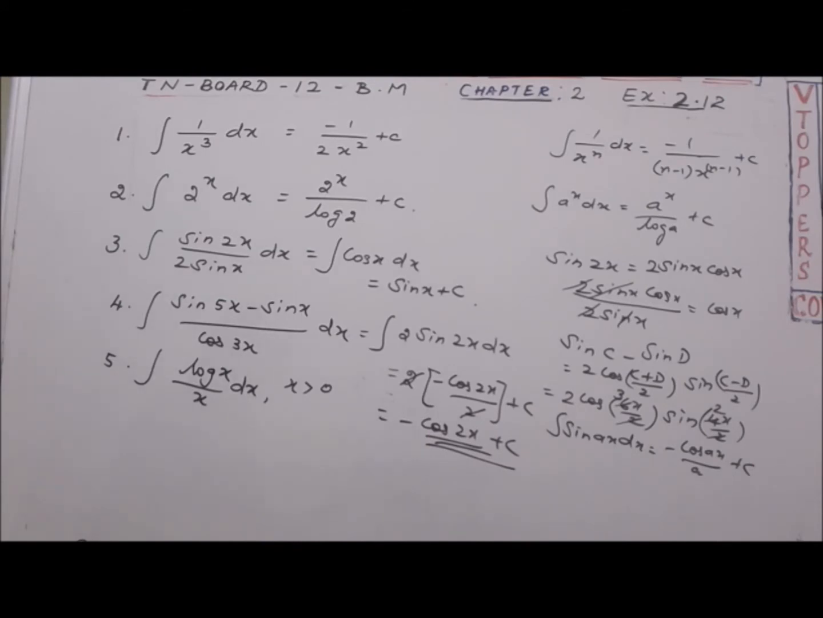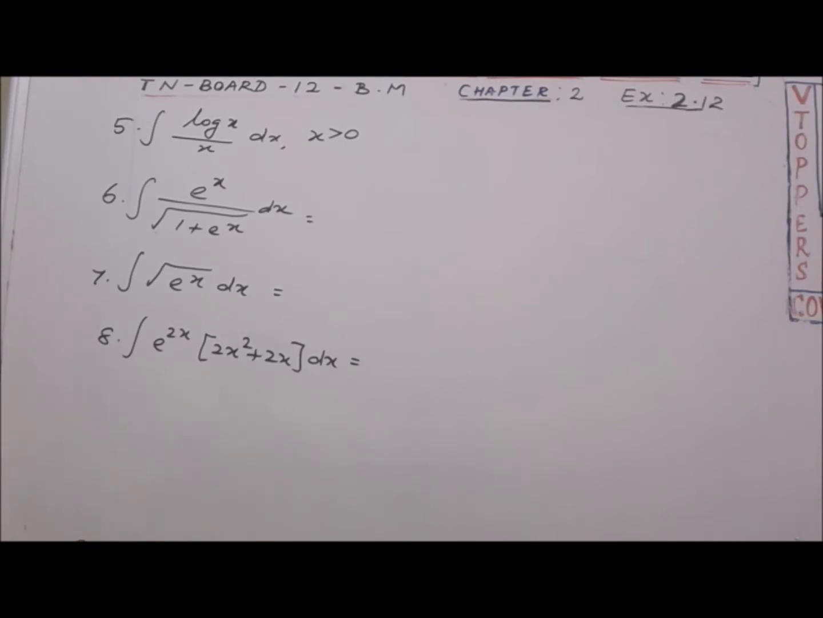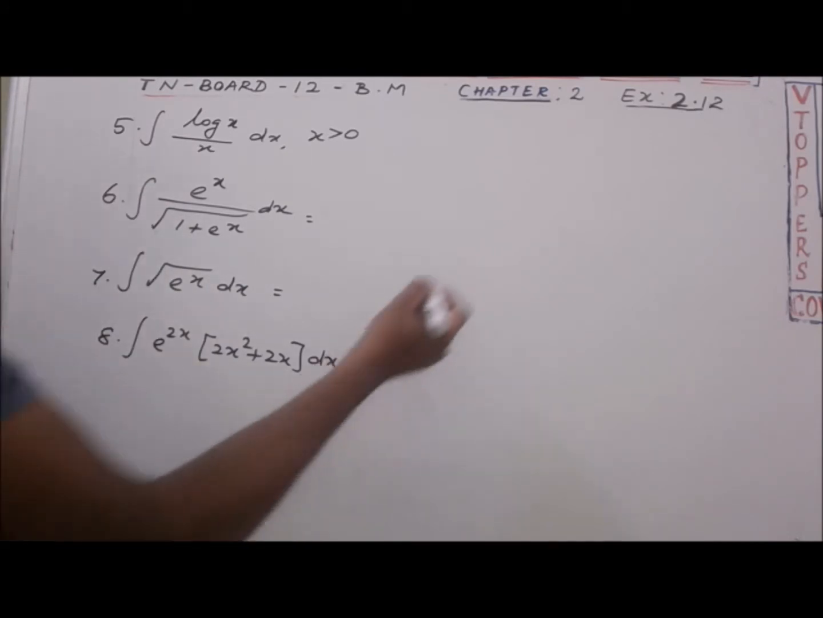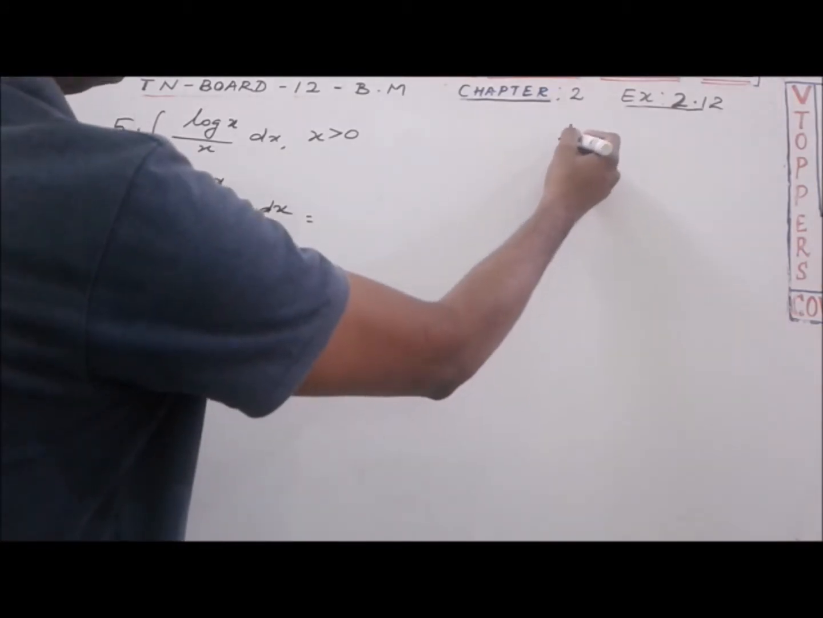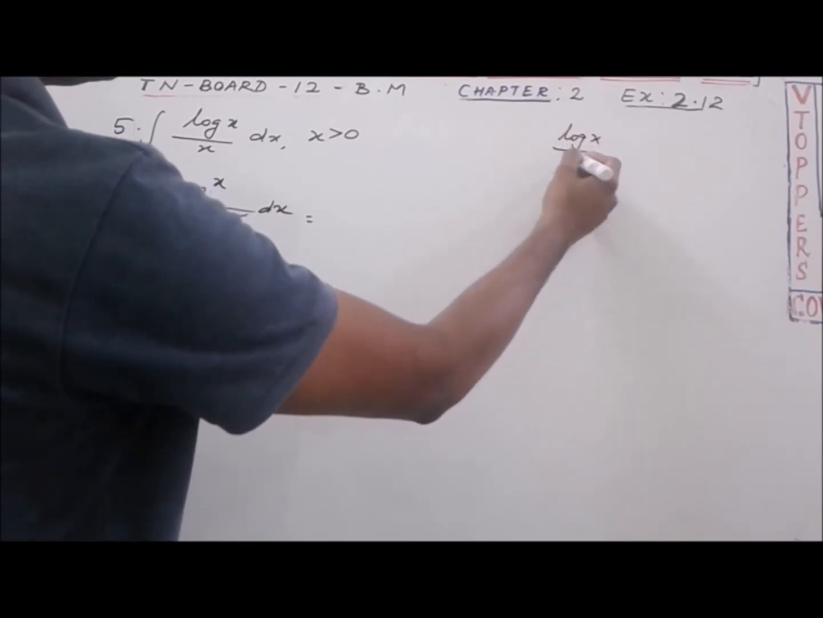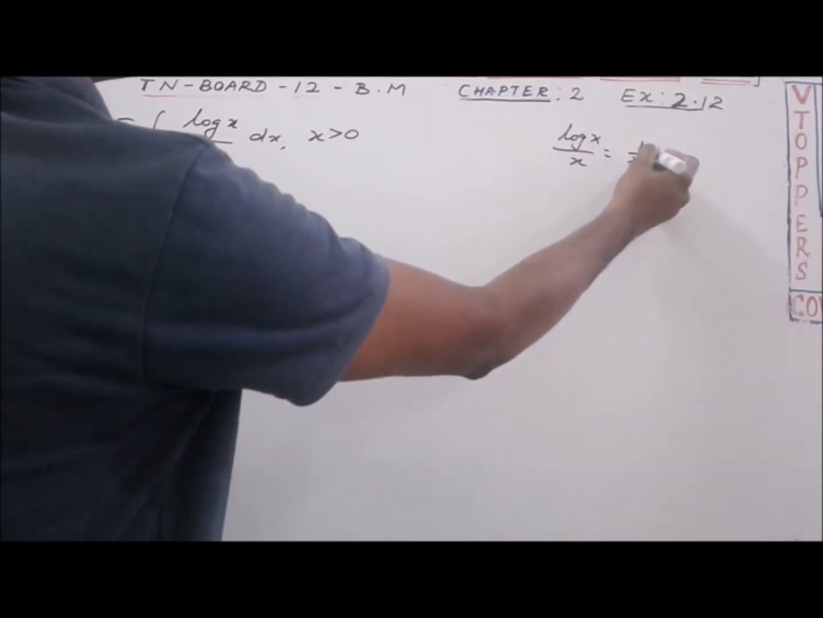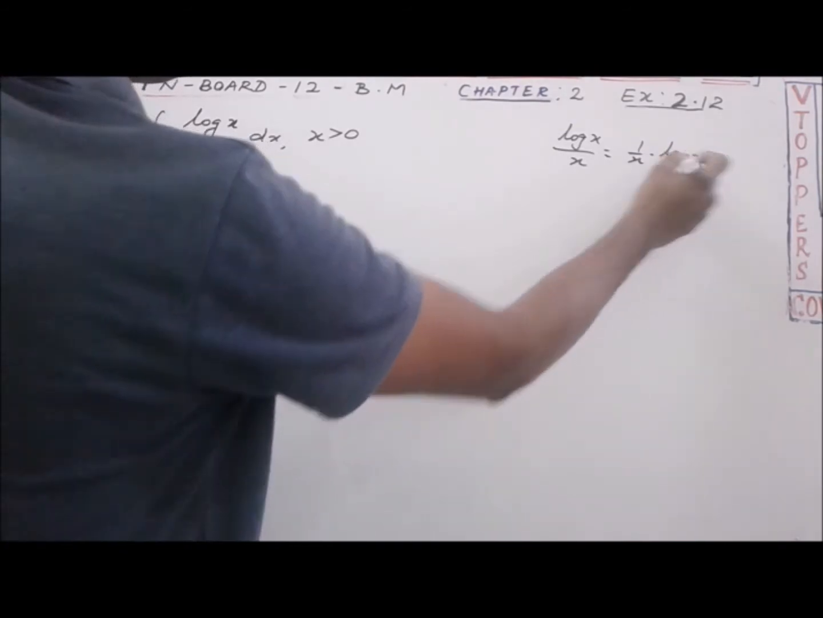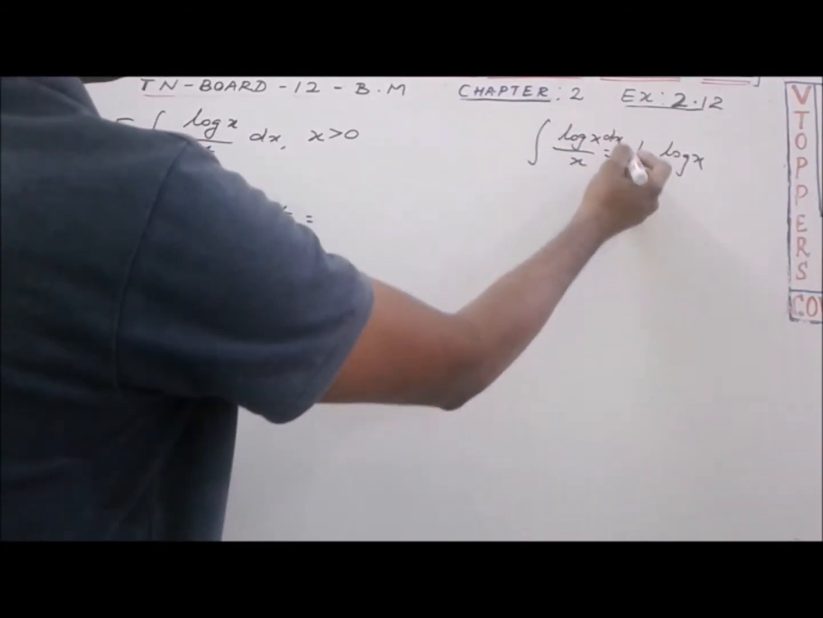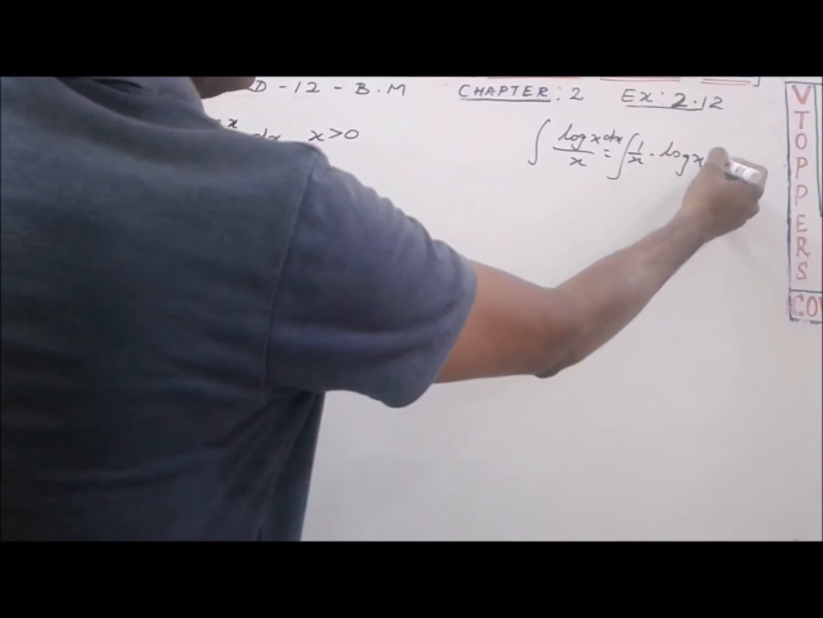Now we are moving to the fifth question. Question number 5: integral log x by x dx, with x greater than 0 mentioned here. Integral log x by x. Look here, log x by x can be written as 1 by x into log x. So the integral is 1 by x log x dx.